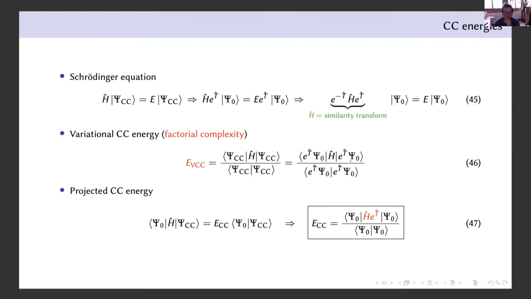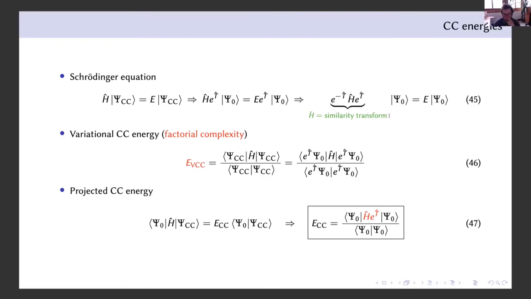So now I can write the Schrödinger equation for this coupled cluster wave function. H psi equals E psi, as usual. And what I can show by multiplying by exponential minus T on the left is that I can define a similarity transformed Hamiltonian, defined as H bar equals exponential minus T H exponential T. Basically I transform that Schrödinger equation into a new Schrödinger equation for the reference, but now using a similarity transformed Hamiltonian.